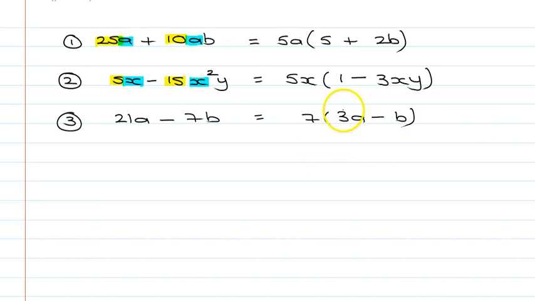Okay, now I'm going to check that I've factorised that correctly by expanding, and you may have watched my expanding expressions video. So by expanding, I'm doing 7 times 3a, which gives me 21a, and 7 times negative b gives me negative 7b. Does this look like that? Yes, it does, so I know that I have factorised it correctly.